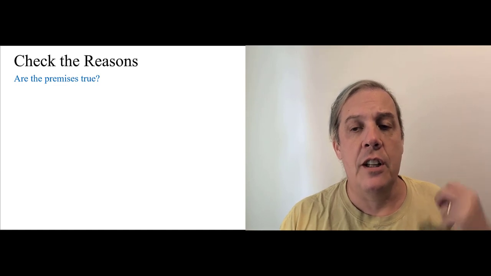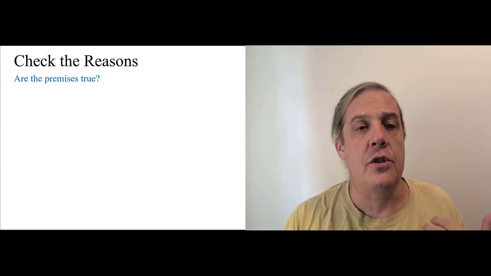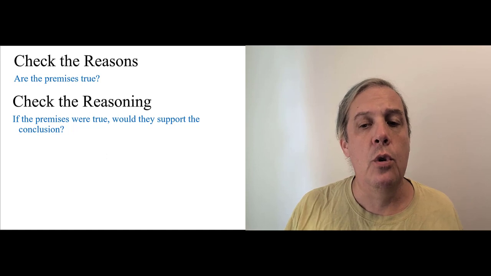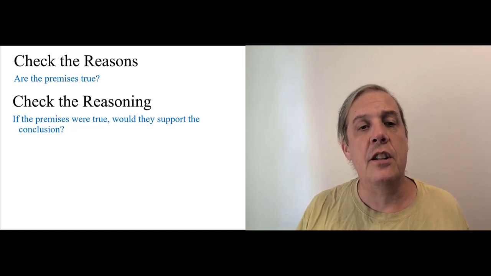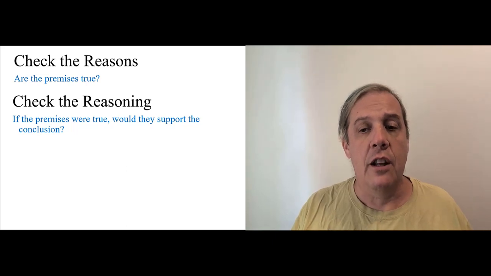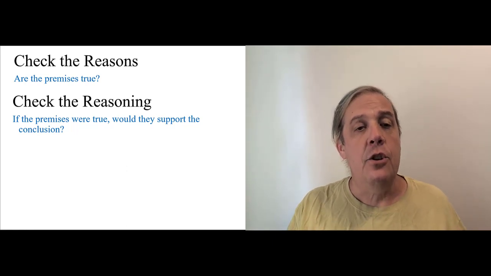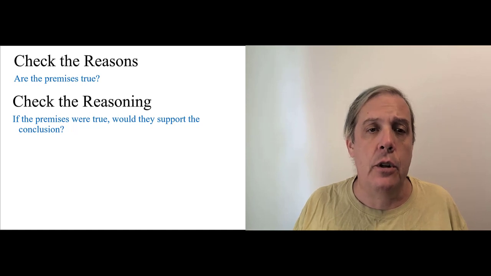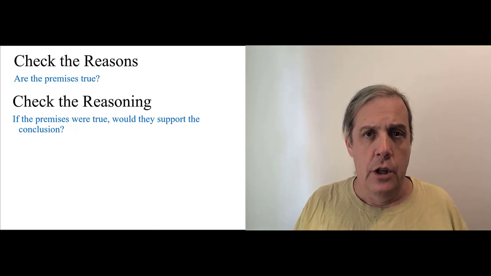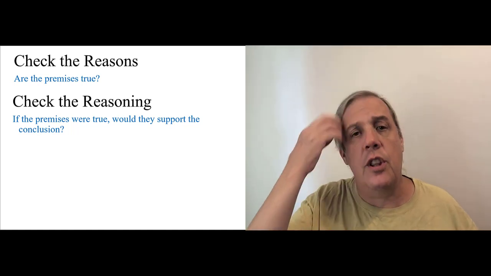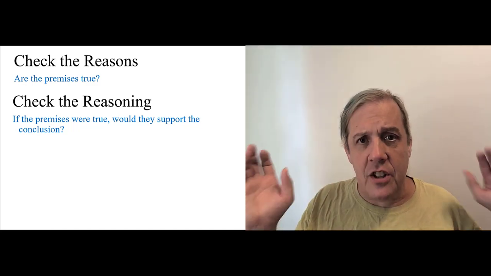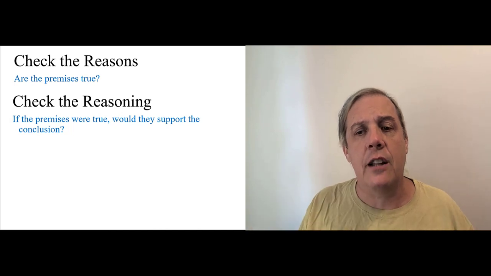So basically, when you're just looking at the argument itself, there are 2 questions you should ask. Are the premises true? And if the premises were true, would they support the conclusion? So you need to check the reasons. Are the premises true? Then check the conclusion. Check the reasoning. You want to see if you can move from the premises to the conclusion. And when you do that, what you have to do is imagine that the premises are true. So in the earlier silly examples, when you think about all people are carrots, you set aside the fact that that's not true, imagine it's true, and then see if that leads to the conclusion, right?